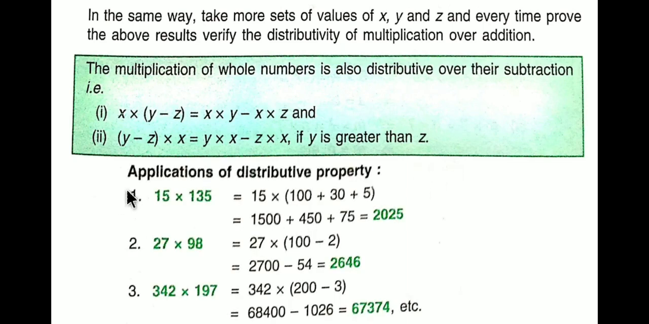Here another example is taken, application of distributive property. See over here, 15 times 135. You can split this 135 into numbers like 100 plus 30 plus 5. So 15 times 100 is 1500, 15 times 30 is 450, 15 times 5 is 75, and when you add this it is 2025. So instead of directly multiplying 15 with 135, you can divide it this way, and you can distribute the value, and then you add up the multiplication products, you will get the exact same answer. So similarly it's done this way.